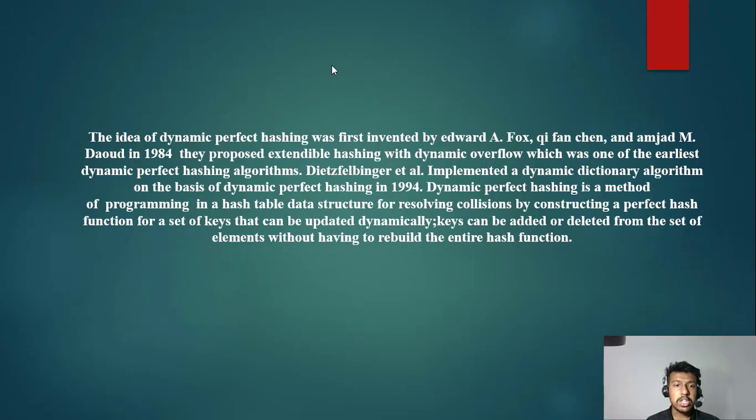Dynamic perfect hashing is a method of programming in a hash table data structure for resolving collisions by constructing a perfect hash function for a set of keys that can be updated dynamically. Keys can be added or deleted from the set of elements without having to rebuild the entire hash function.